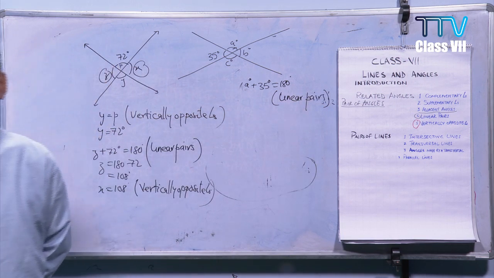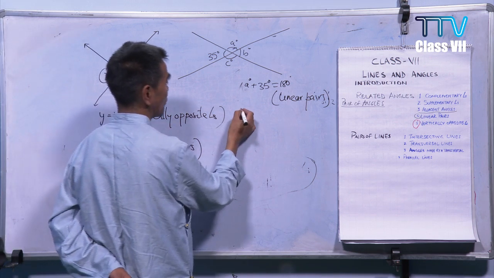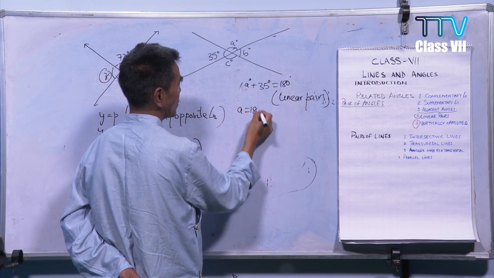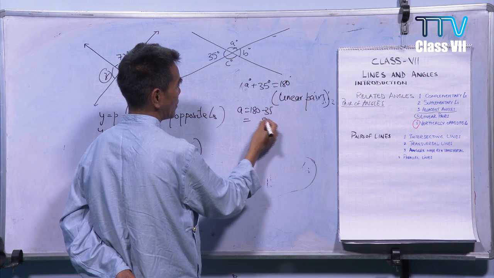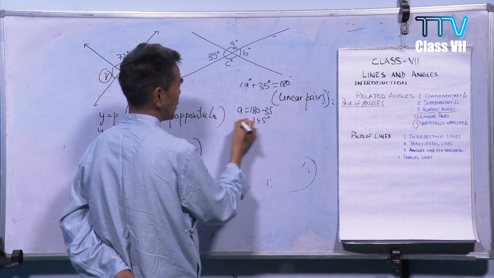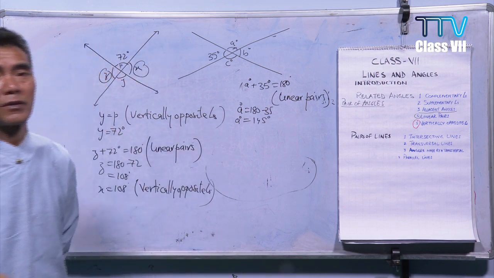Angle... get straight angle. So that adjacent angle is a linear pair. Okay, therefore A is equal to 180 minus 35, which is equal to 145 degrees. A equals 145 degrees.